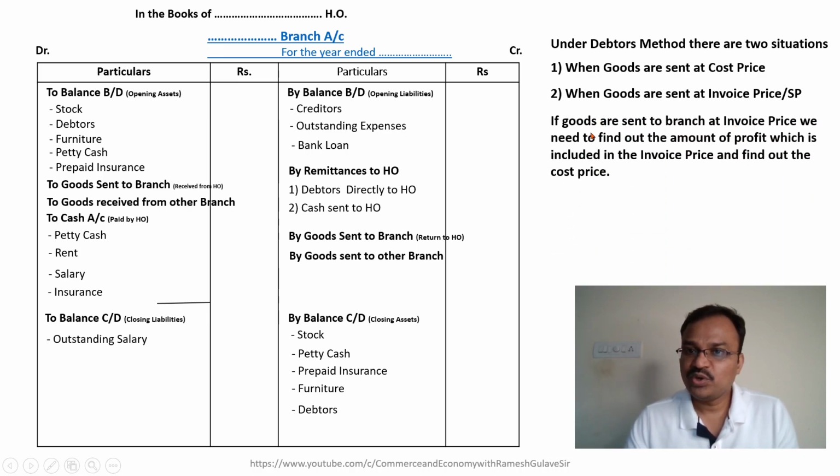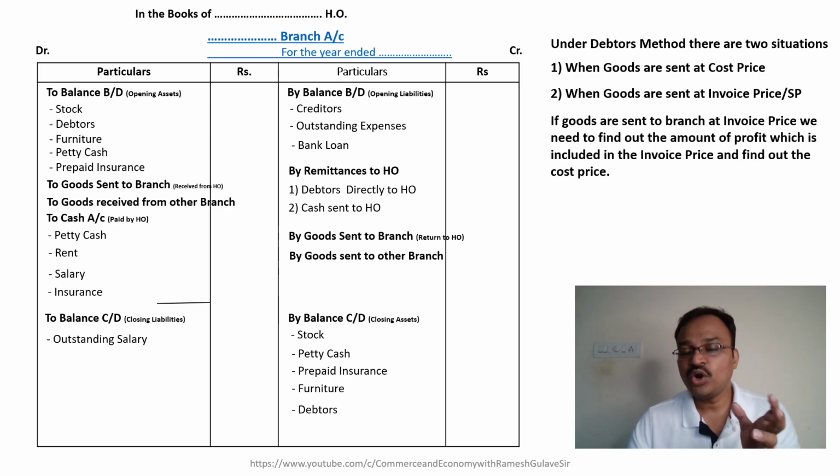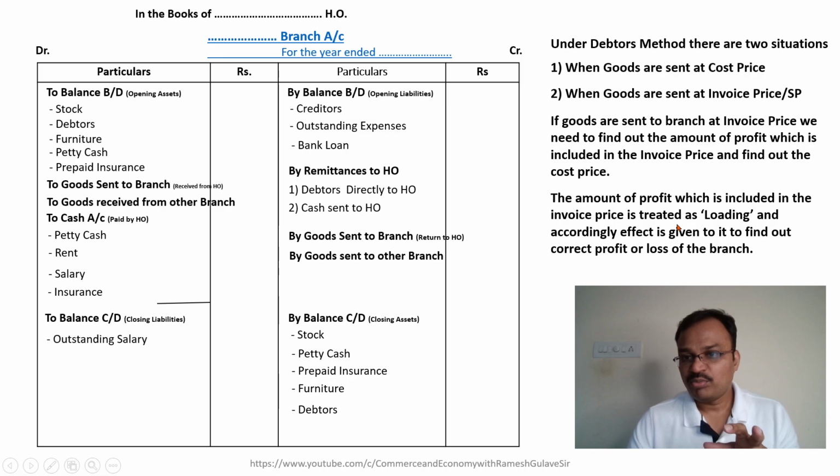Okay, so if goods are sent to branch at invoice price, we need to find out the amount of profit which is included in the invoice price and find out the cost price basically, right? Then the amount of profit which is included in the invoice price is treated as loading, and accordingly effect is given to it to find out correct profit or loss of that branch.